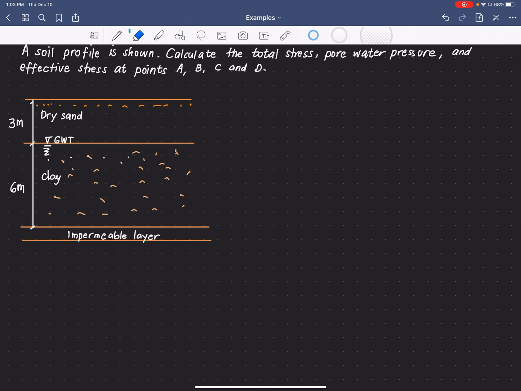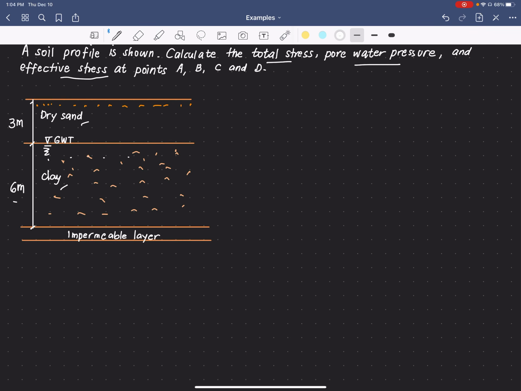Hi everyone. Today's example is about total stresses, and we are given a soil profile below. The first layer is dry sand, and the second layer is clay. The dry sand has a thickness of 3 meters, while the clay layer has a thickness of 6 meters. We are asked to solve for the total stress, pore water pressure, and effective stresses at several points.